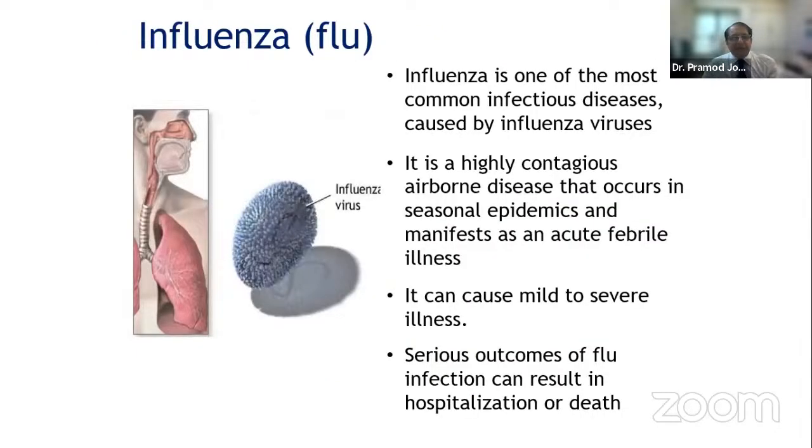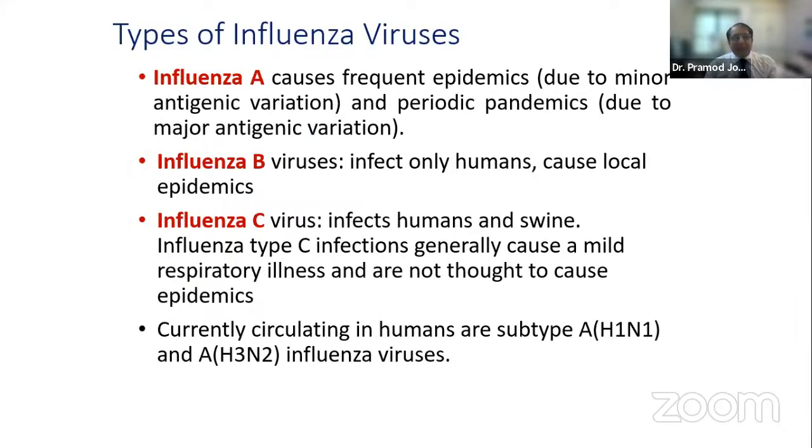Now let us see something about the virus. And as I told you, it's one of the most common infectious diseases, and it is highly contagious and occurs in seasonal epidemics and manifests as acute febrile illness. Okay, it can cause mild to severe illness, and serious outcomes of flu can result in hospitalization and death also. Remember, there are 3 types: type A, type B, and type C. Type A is the one which is seen in animals as well as in human beings.